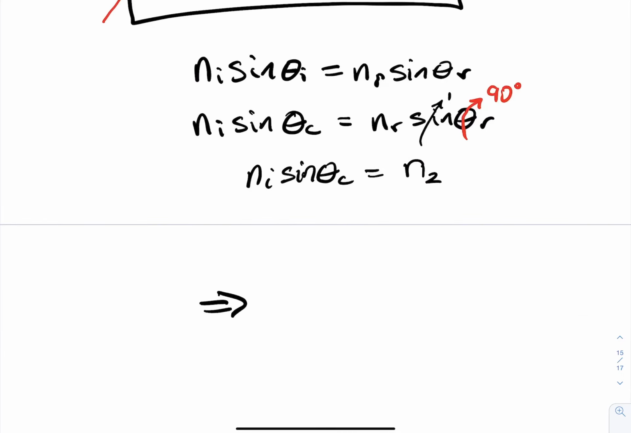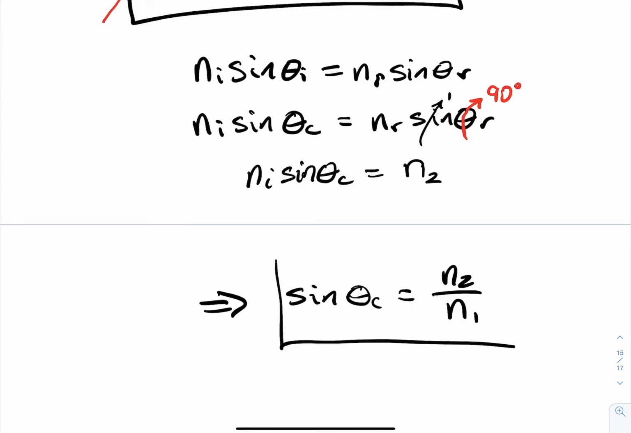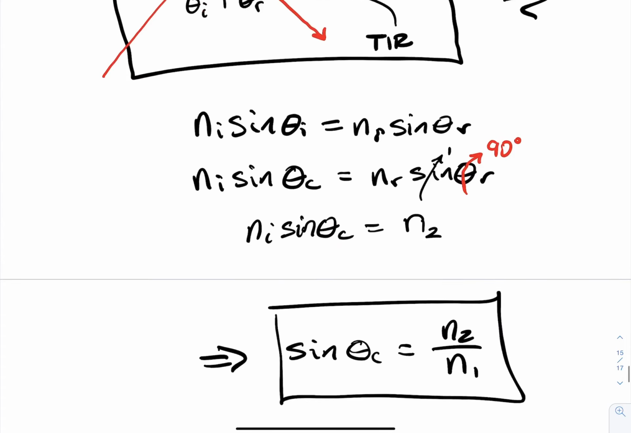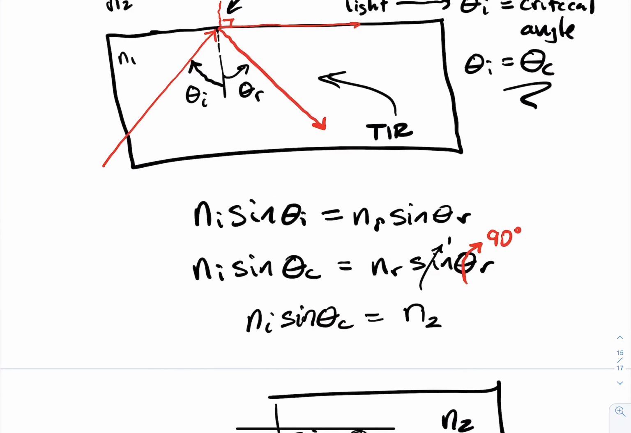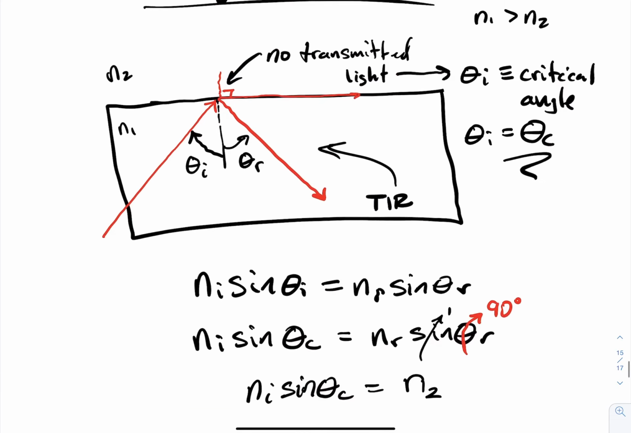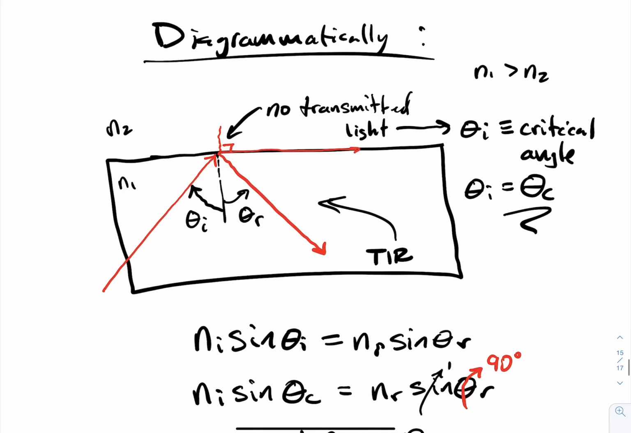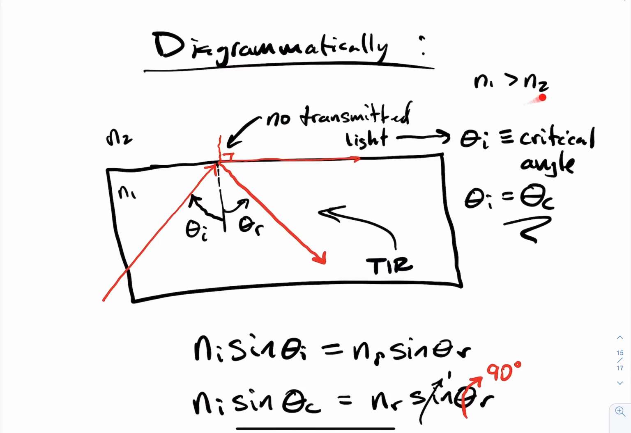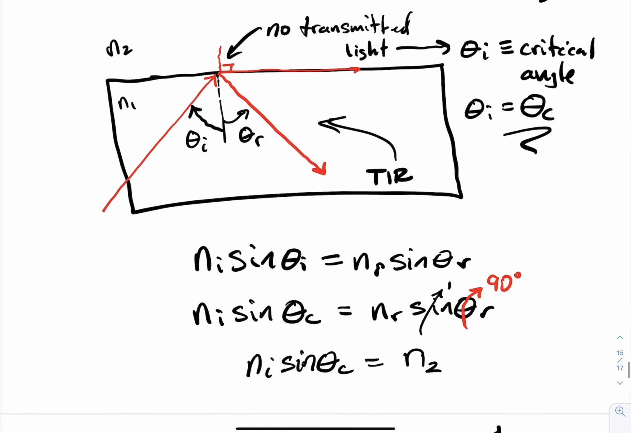And so this gives us an expression that sine of the critical angle must be n2 over n1. We could even take the inverse sine to solve for the critical angle if we want. The critical angle is the angle that the incident light has to be at on the medium in order to be totally internally reflected and not be transmitted. And a really critical condition for the critical angle is that the light must be in a more dense, or slower, medium than the other medium that it is trying to be transmitted into.